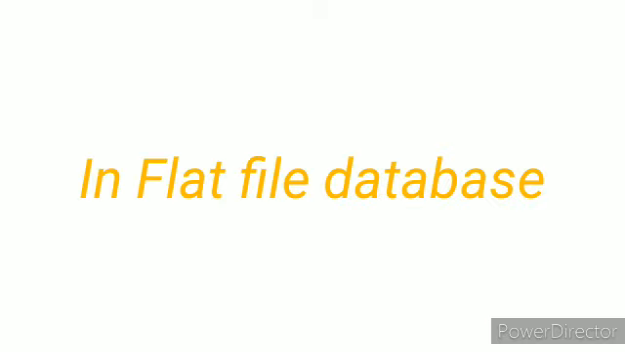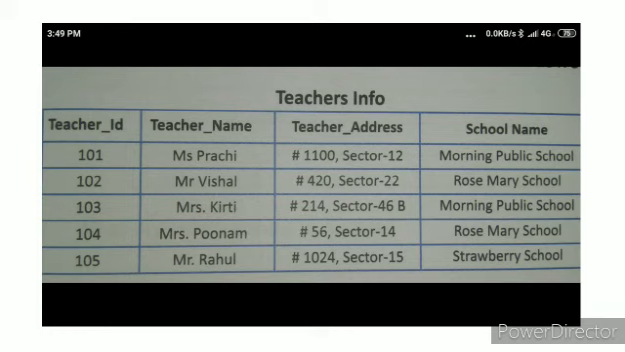There are mainly two types of database, children. The first one is flat file database and the second one is relational database. Now coming to the flat file database. It is relatively a simple database system which stores all the data in a single table. That means in the flat file database we have a single table.